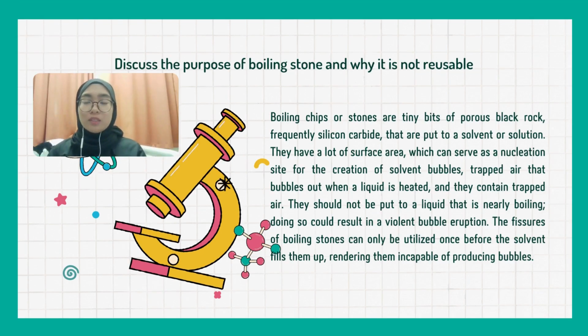For question number 3, discuss the purpose of boiling stones and why they are not reusable. Boiling chips are tiny bits of porous rock, frequently silicon carbide, that are added to a solvent or solution. They have a lot of surface area, which can serve as nucleation sites for the creation of solvent bubbles. They trap air that bubbles out when the liquid is heated. They should not be added to a liquid that is nearly boiling, as doing so could result in a violent bubble eruption. Boiling stones can only be used once, because the solvent fills them up, rendering them incapable of producing bubbles.